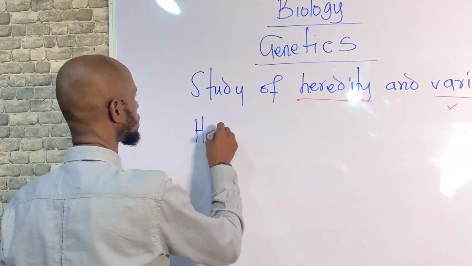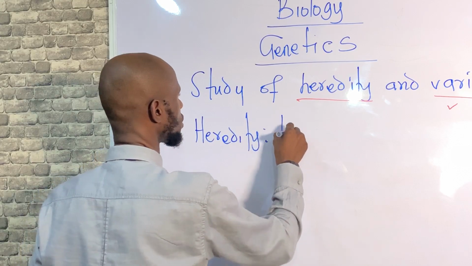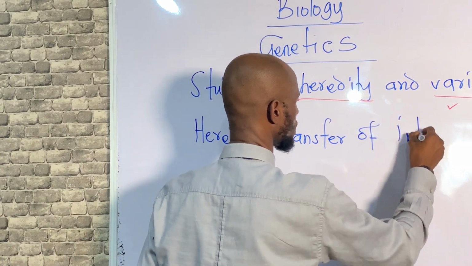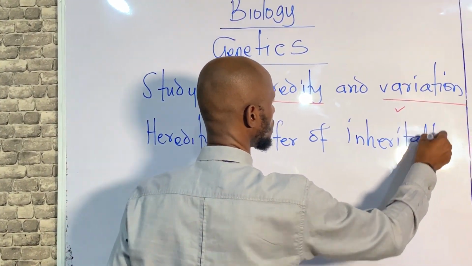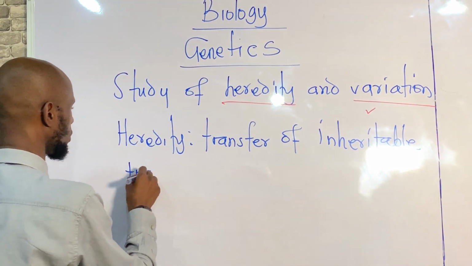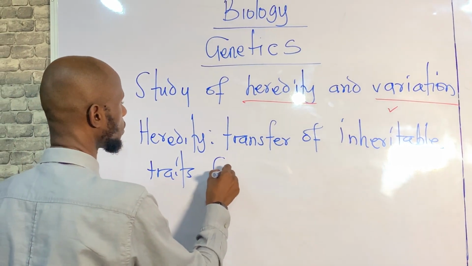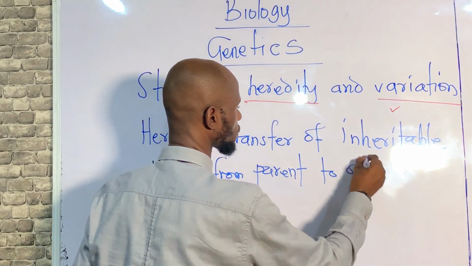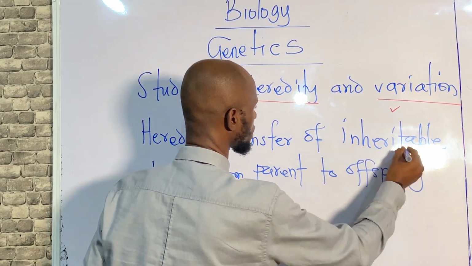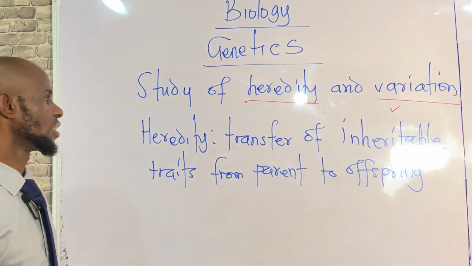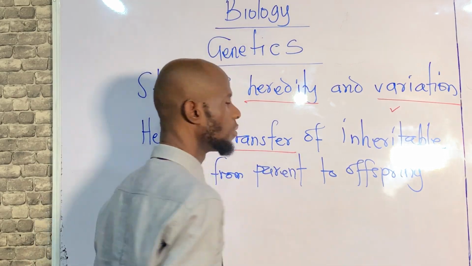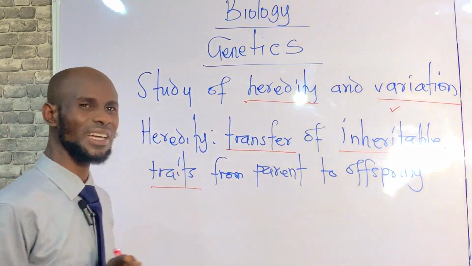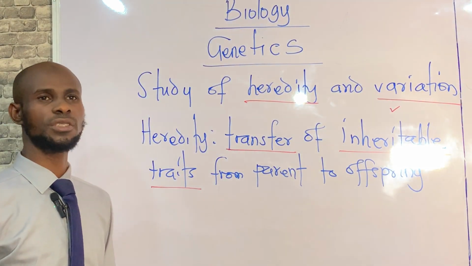So we say heredity, thus, is the transfer of what kind of character? The character has to be inheritable. So let's say inheritable traits now. Heritable characters from parents to offspring. So what is the key word in this definition of heredity? The keywords are transfer. You are moving something. And the other is, what are we transferring? We are transferring characters that can be passed from parent to offspring.